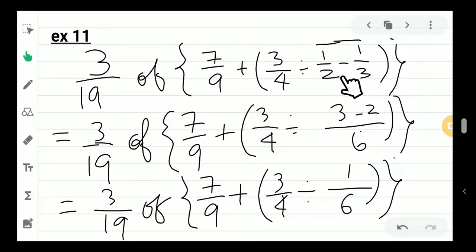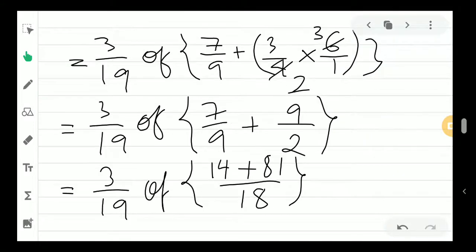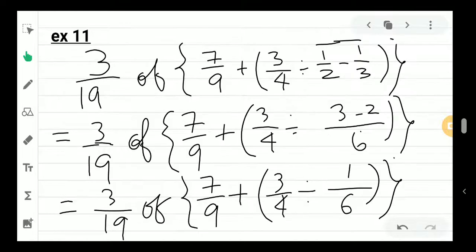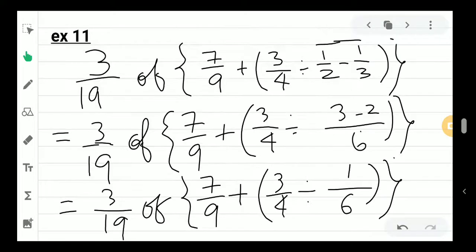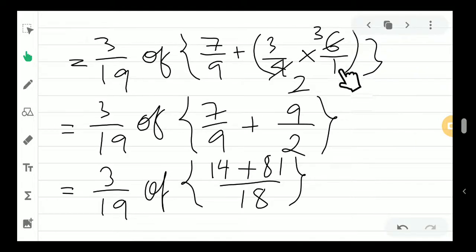1 by 2 minus 1 by 3. For 2 and 3, what is the LCM? 6. 2 3s are 6, so 1 3s is 3, and 3 2s are 6, so 1 2s is 2. So 3 minus 2 is 1 by 6. Now everything here has been done. We will remove this bracket, that means this parenthesis. Here you can see this division. We have changed it into multiplication, and this 1 by 6 has been changed to 6 by 1. The 3 by 4 remains the same.